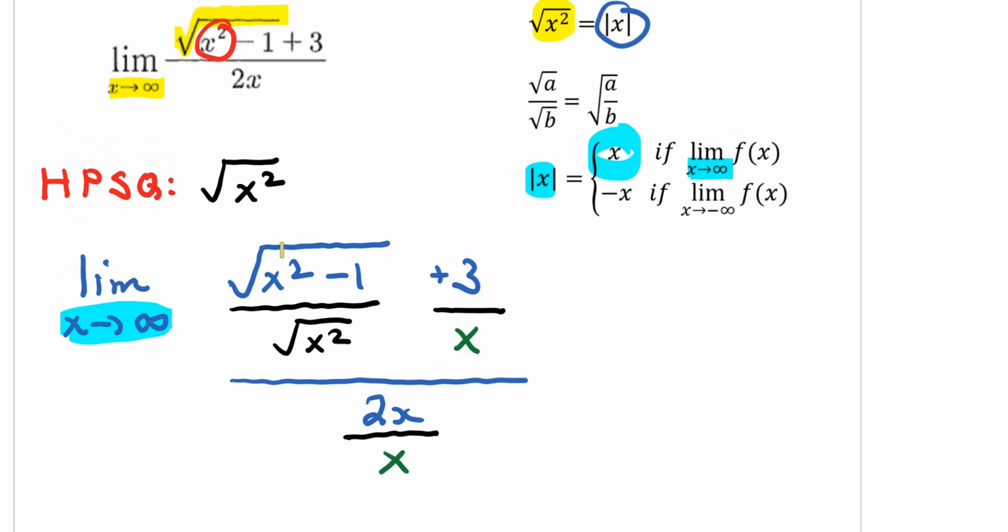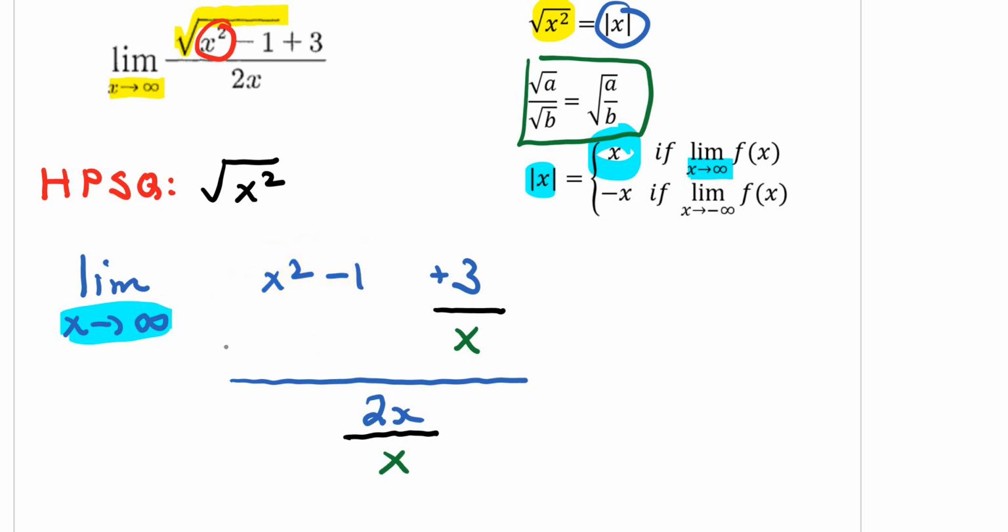Now I have this radical divided by another radical, so I can use this second property, where a radical divided by a radical is the square root of the fraction. If I erase this and write a bigger radical sign here, this is being divided by x squared, and that is being divided by x squared. So these are all algebraic properties.